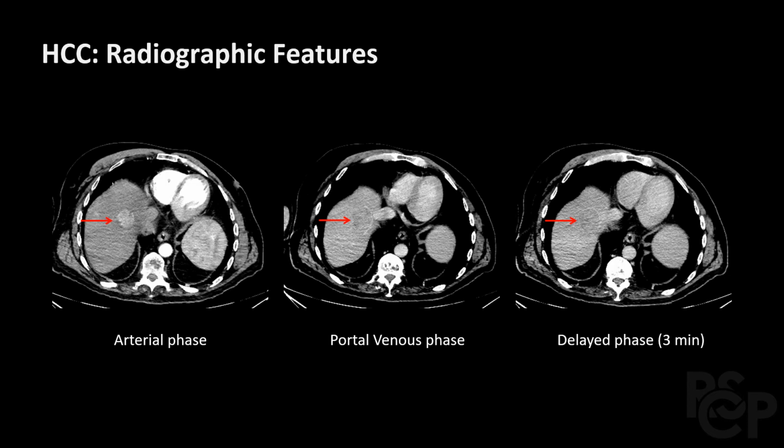In this example of hepatocellular carcinoma, notice on arterial phase imaging there is solid nodular enhancement greater than the background liver parenchyma. However, on portal venous and delayed phase imaging, notice how the lesion demonstrates slightly lower attenuation than the background liver parenchyma. This is because the lesion washes out and demonstrates pseudocapsular enhancement on portal venous and delayed phase images.